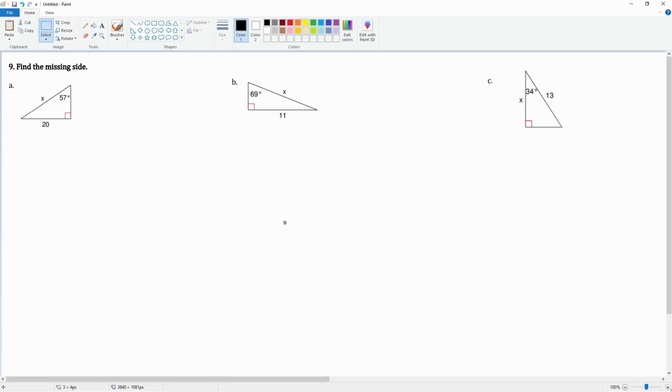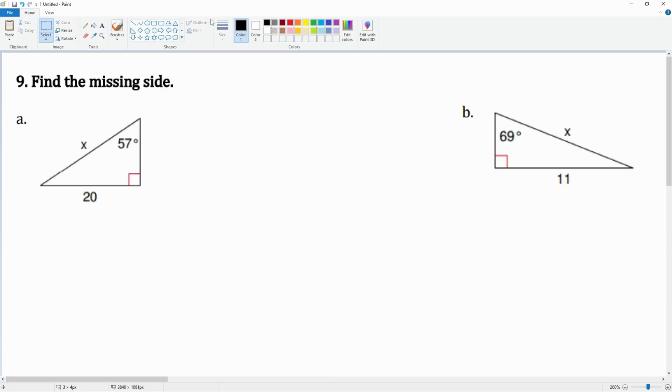Number 9 here, you're asked to find the missing side of this right triangle, and we know we can use our trig ratios because there's an angle here. Our trig ratio is SOHCAHTOA, so sine is opposite over hypotenuse. Cosine is adjacent over hypotenuse, and TOA, which is tangent, is opposite over adjacent.